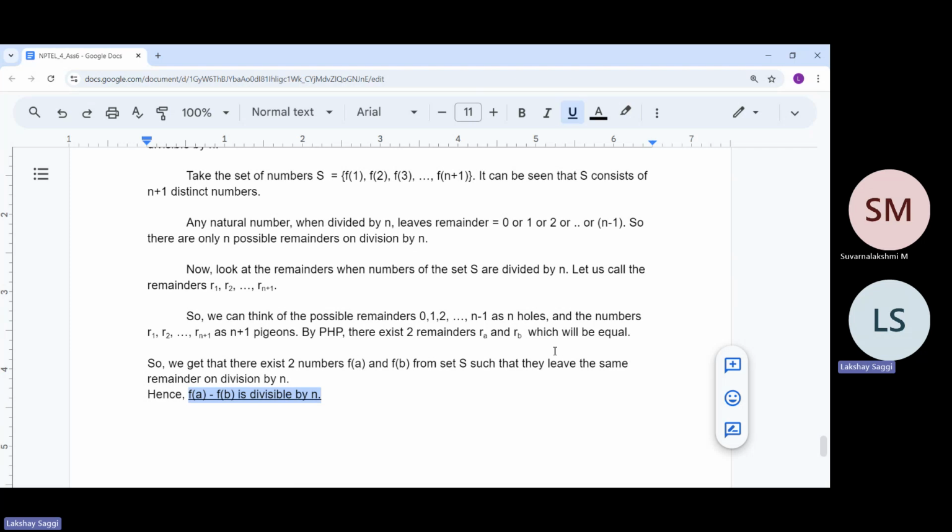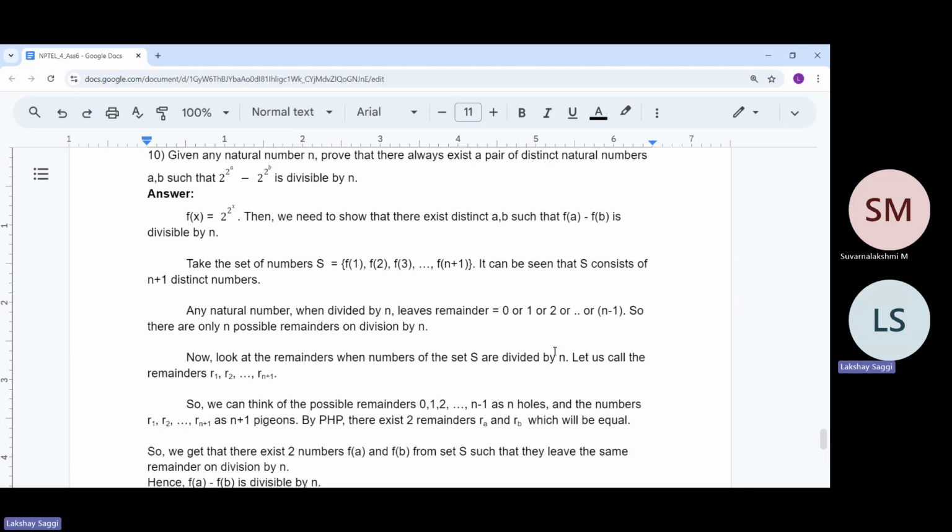So we have actually proved that FA minus FB is divisible by n. Hence, there always exists a pair of numbers such that FA minus FB is divisible by n. So I hope the high level idea is clear.